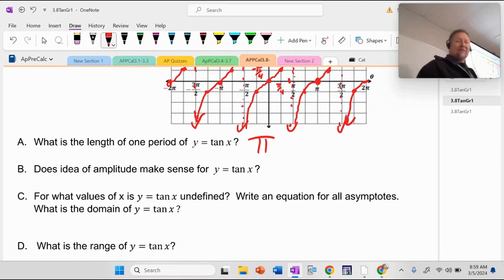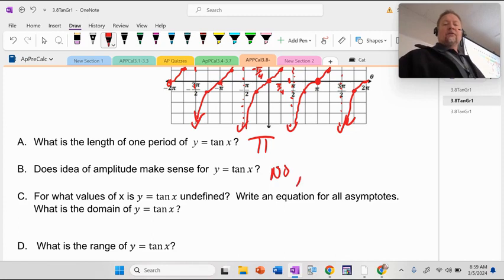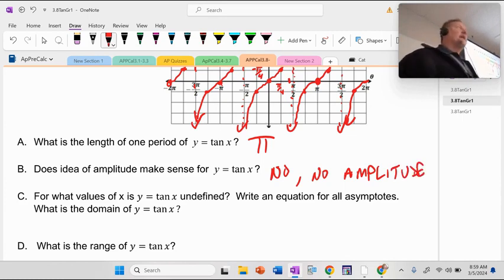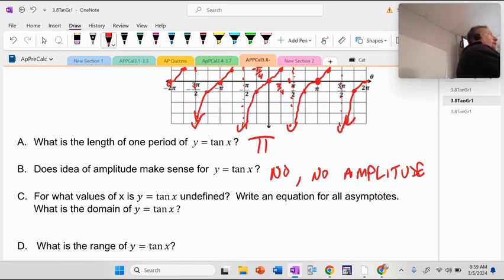All right, does amplitude make sense in here? Is there a high and a low point? Yes or no? 3, 2, 1, go. No. So there is no amplitude in a tan graph, and you'll find out in a cotan graph. But we will say what is A. We do need to know the stretch shrink factor of those little quarter points, I like to call it.